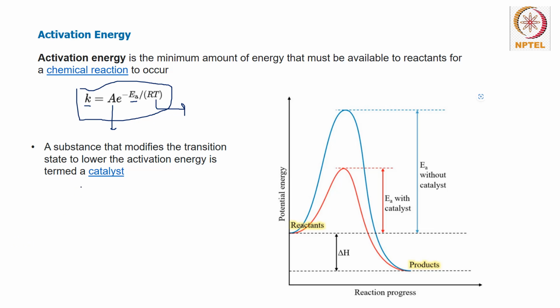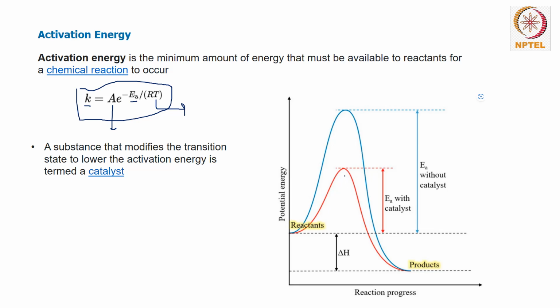Now, if you are adding a catalyst, I think you know about catalysts because they were introduced in 11-12. The substance that modifies the transition state to lower the activation energy is called a catalyst. How does a catalyst catalyze the system? It reduces the activation energy of a reaction. Suppose this reaction is given, with this reactant and product. Before the catalyst, the activation energy was this much. But when you add the catalyst, the activation energy is this much. So the catalyst is just reducing the activation energy.